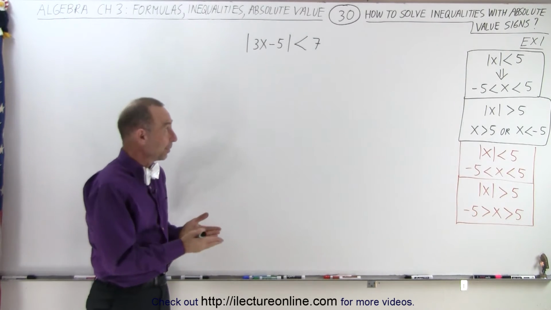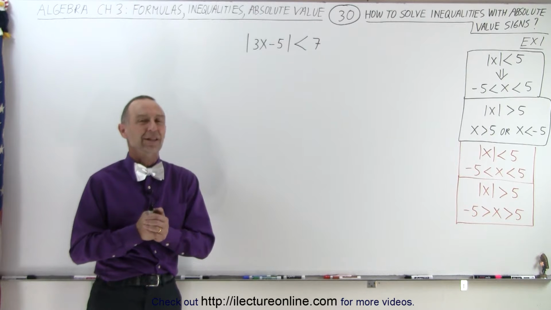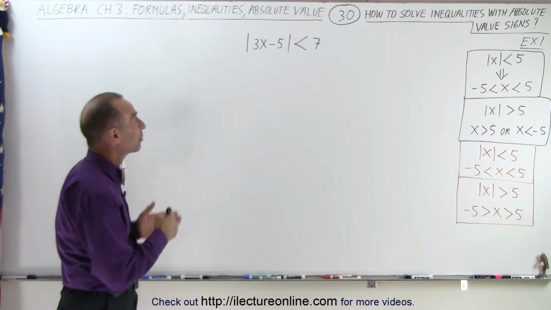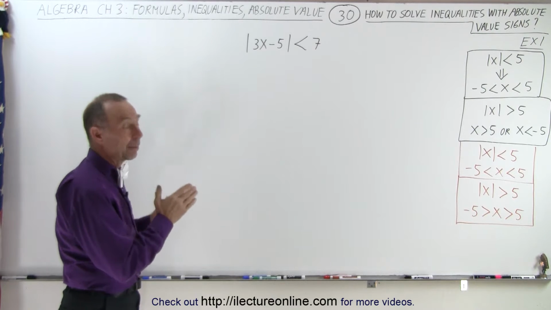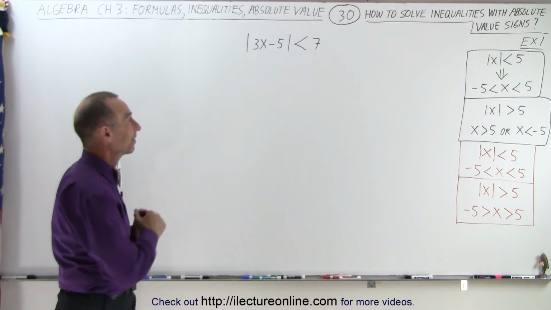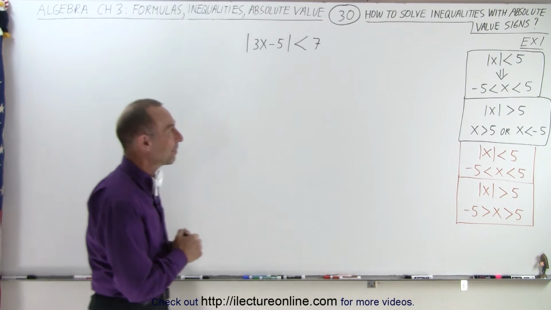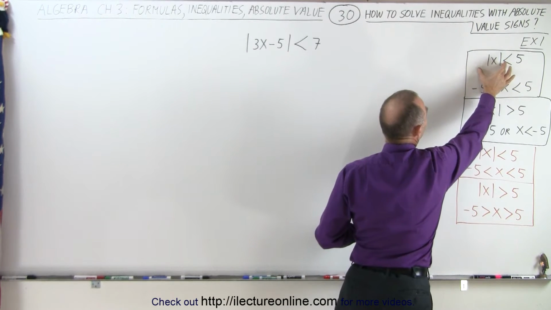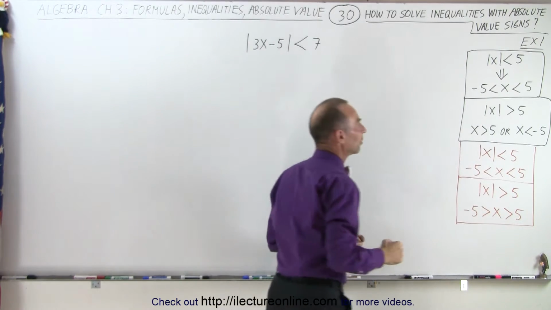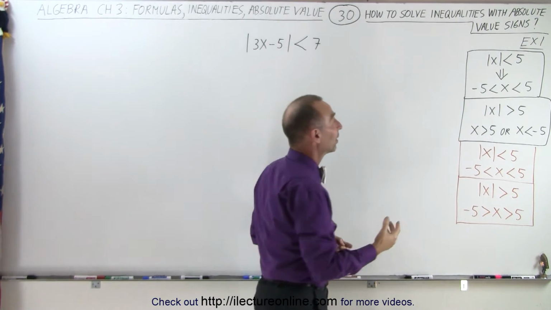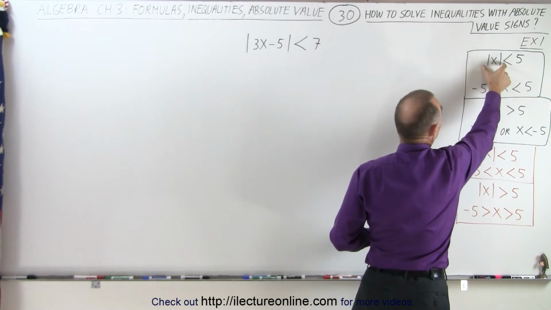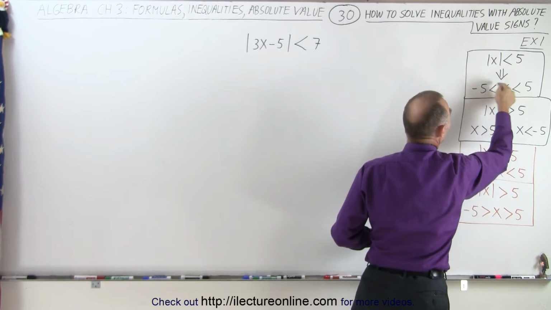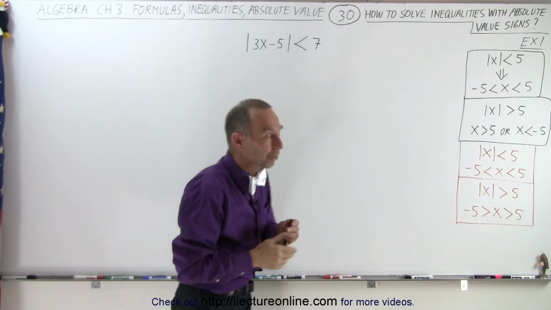Here's our first example of how to solve inequalities that contain absolute value signs. We have the quantity 3x minus 5, absolute value signs around that, is less than 7. So here we have the example case where the thing between absolute value signs is less than the constant, which then implies that the quantity inside the absolute value signs must be between negative 7 and 7, with the inequality symbols pointing to the left.